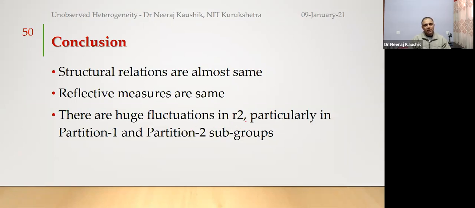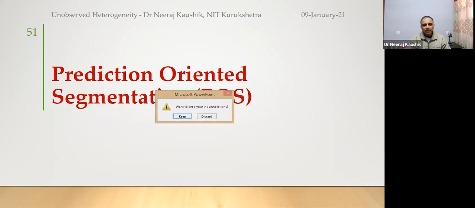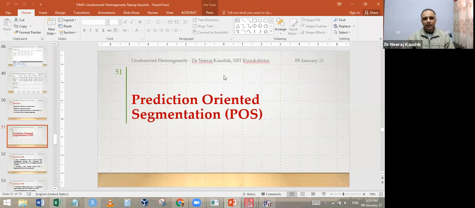So the structural relations are almost the same. Measures are also the same, but there is huge fluctuation in R square, particularly in groups, and you would like to write their reasons why they are different, and you will certainly find those reasons. So this is one part we have completed. POS is the second part, prediction oriented, but first let's try to see how to do it actually in SmartPLS.